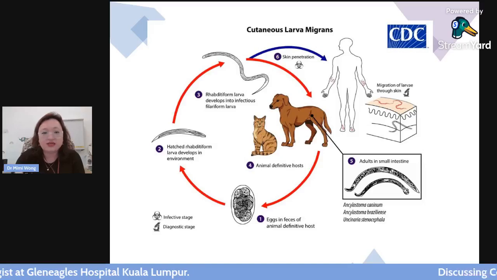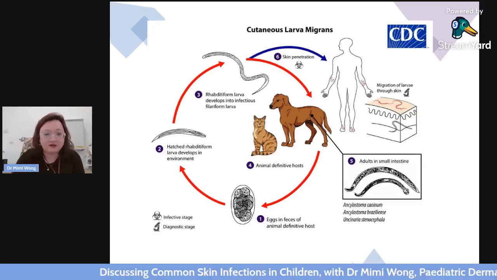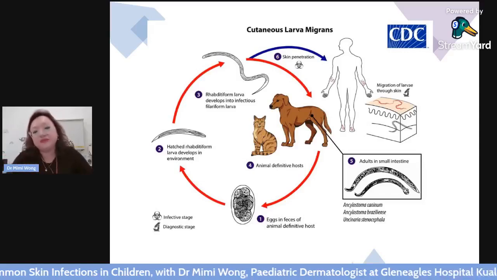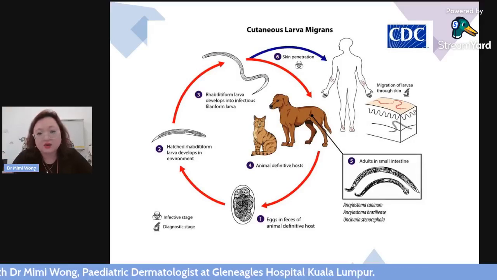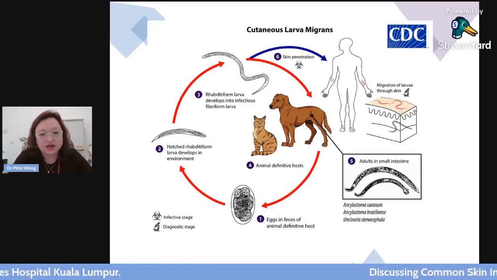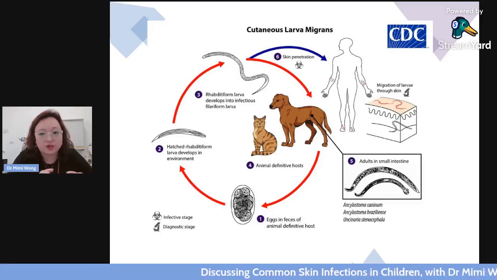Yes, so we start off from the center first. You look at these cats and also the dogs. They are affected by adult hookworms, and in the intestine they already lay eggs. So when these cats and dogs poop, these eggs will come out in the feces of these animals into a suitable and appropriate environment.